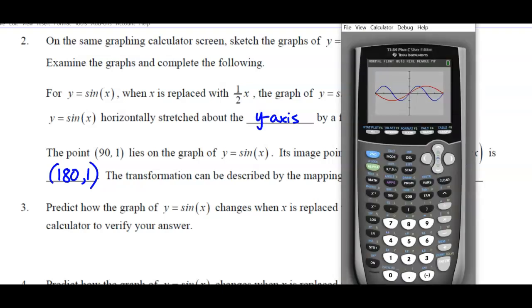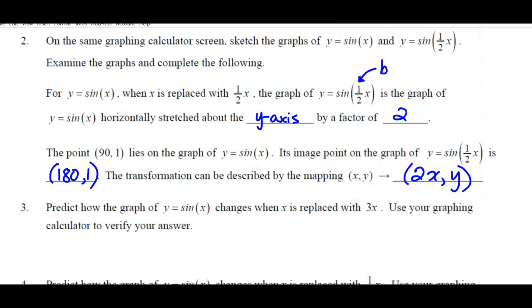All right, you can check on your calculator. Trace 90, there's your original. Now it's over here. So if I cursor down and go to twice, which is 180, I get that same maximum.